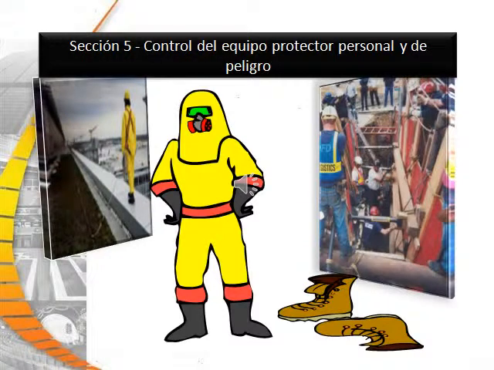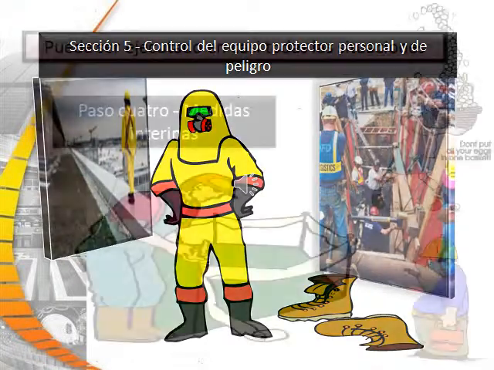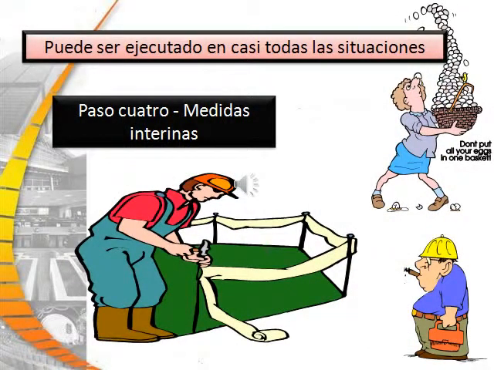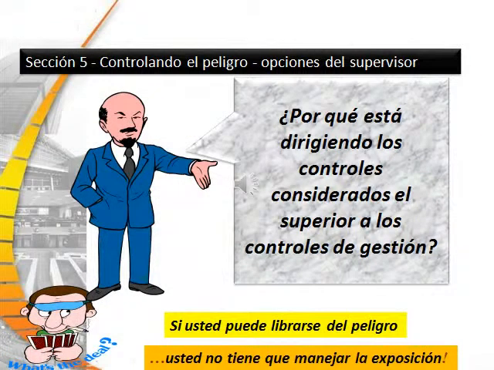Personal protective equipment and hazard control. Interim measures which control the problem can be implemented in nearly all situations. Why are engineering controls considered superior to management control?